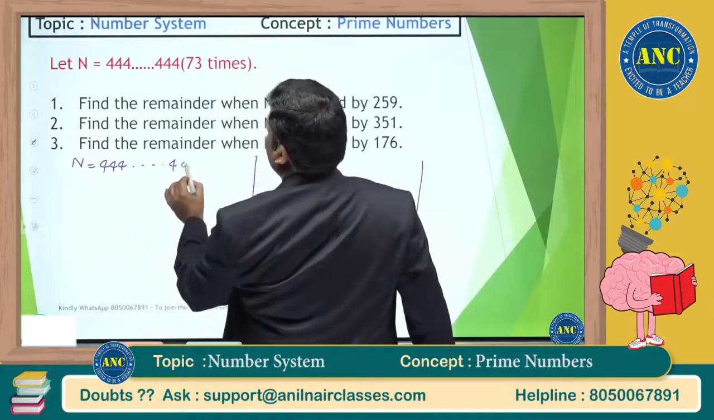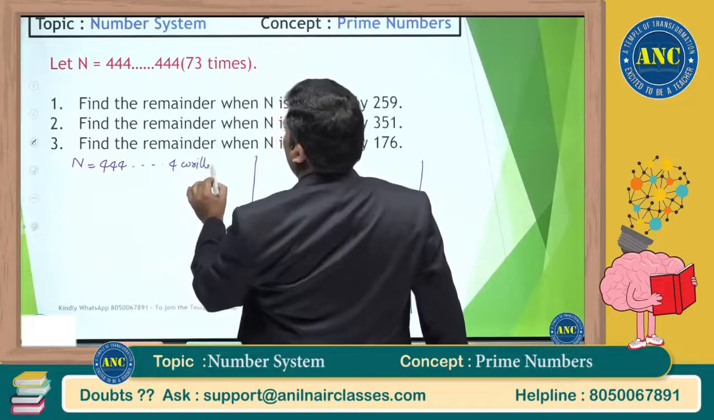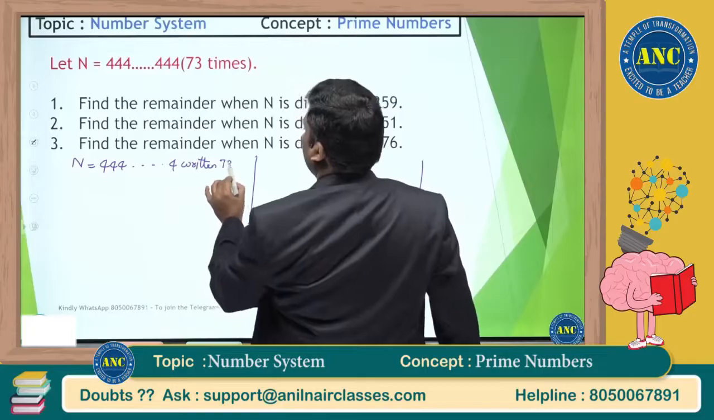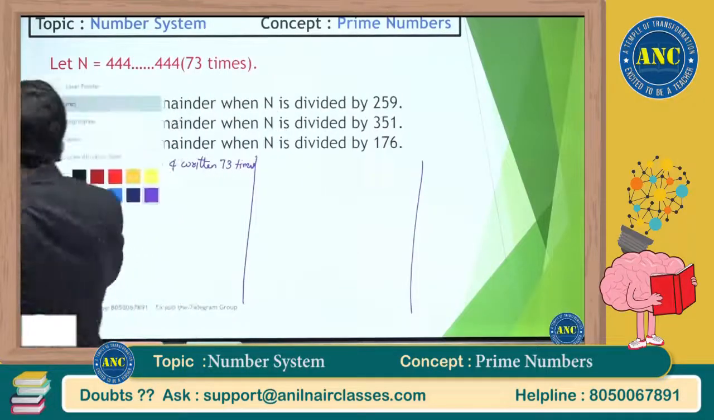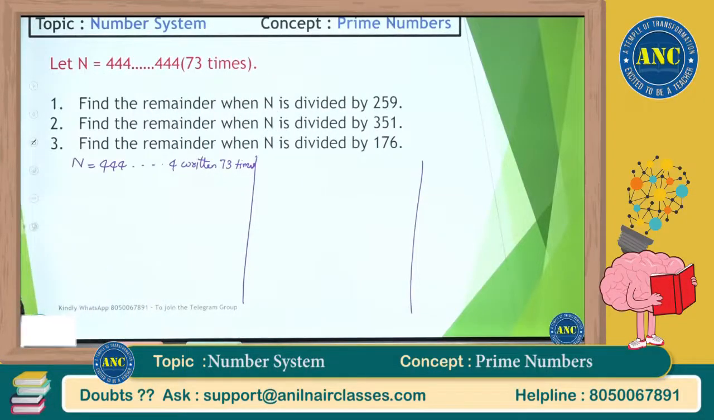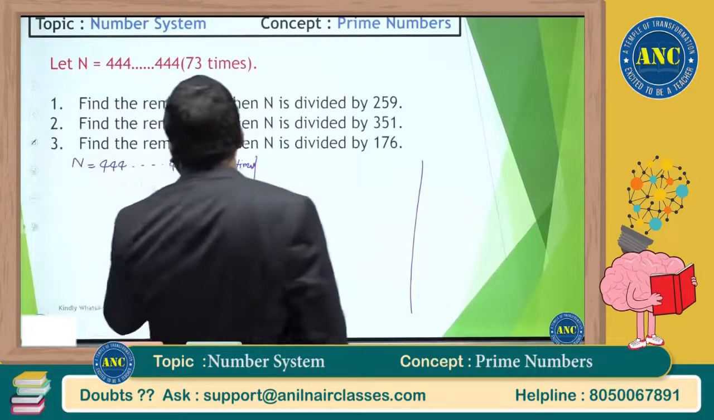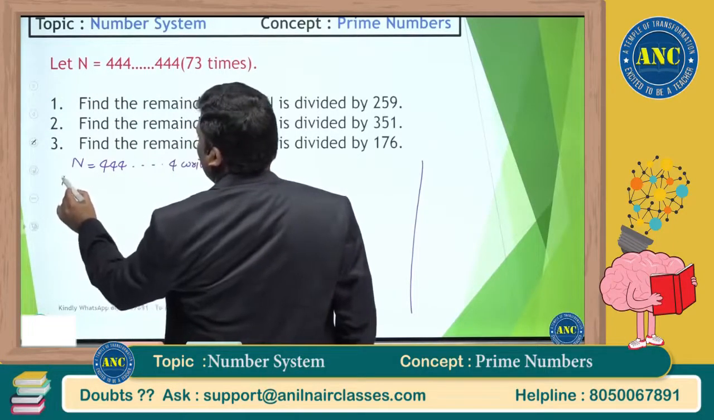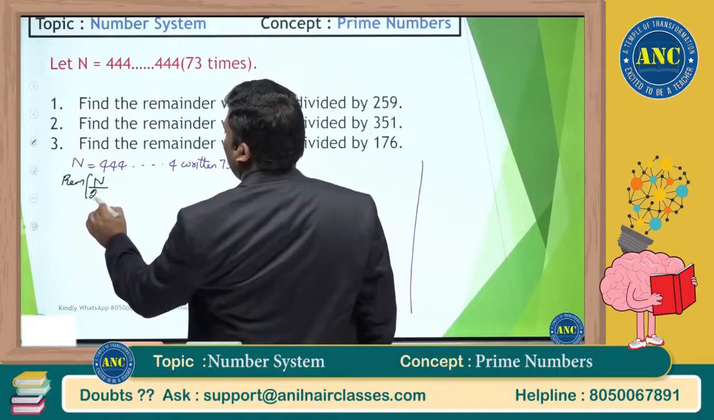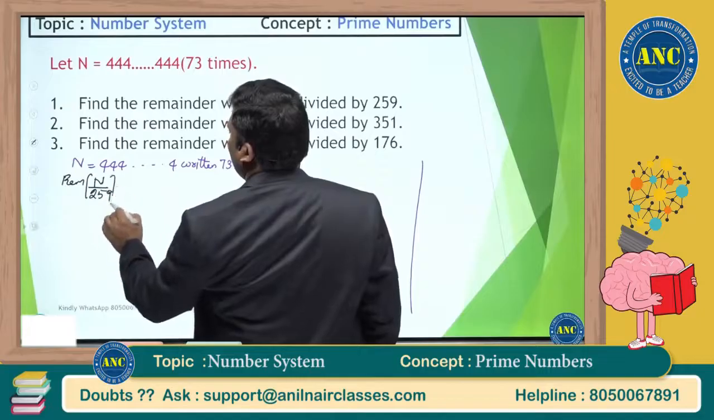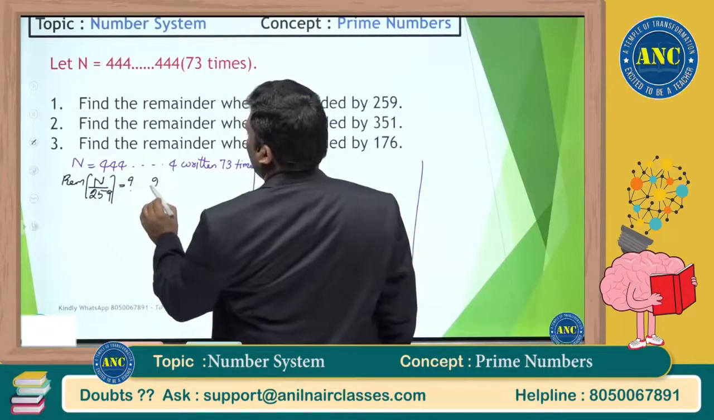4 is written 73 times. What is the remainder when N is divided by 259? Question is, when N is divided by 259, what will be the remainder?